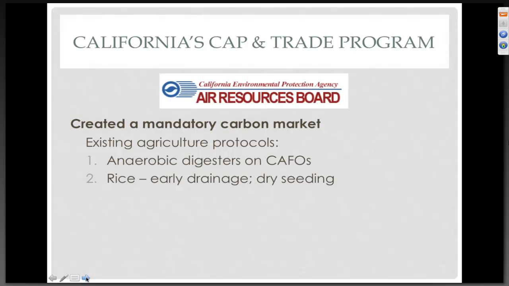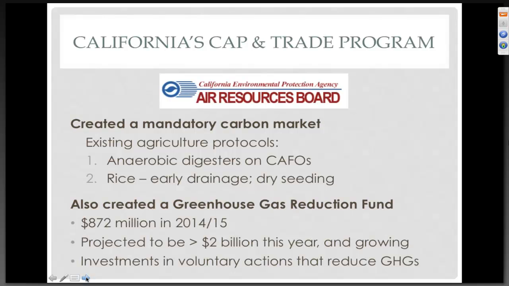So what the California program did in its design, which not all cap and trade programs do, is it created this mandatory carbon market, but it also created something called a greenhouse gas reduction fund, which is under public control. It's monies that are under the authority of the governor and the legislature to disperse.